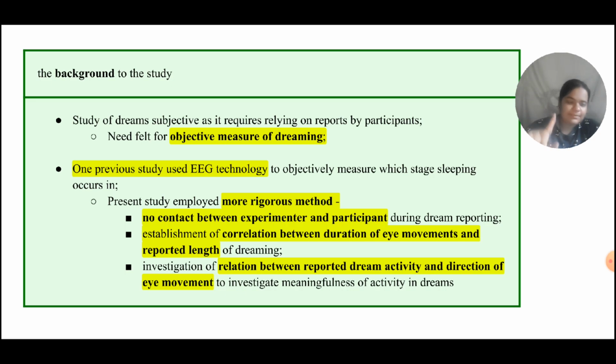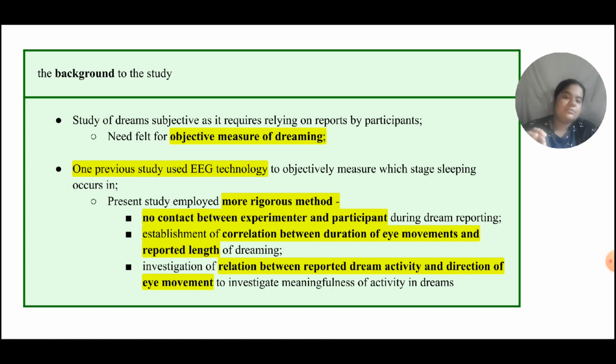So what we are seeing in the background is, firstly, they wanted to make their study more valid by reducing, in fact eliminating, that contact between the experimenter and participant, which they felt tends to distort subjective reports of dreaming. Secondly, they wanted to establish some aims that they had not previously. These last 2 points that we have seen were not established in the previous study. So they wanted to establish that as well.